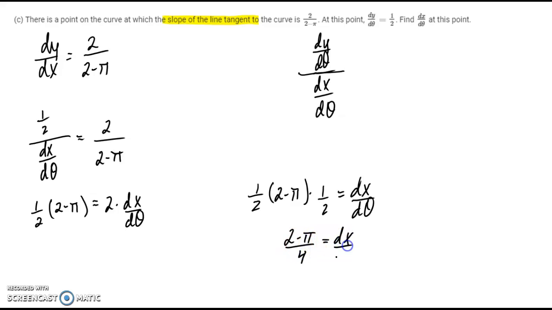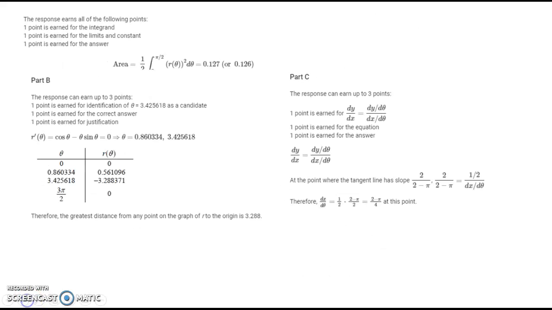And I know that this is a calculator problem, but I would say leave it as its exact value. Okay, so you're allowed to use the calculator throughout the problem. And I do have the scoring options: 1 point for knowing dy dx is dy d theta divided by dx d theta, 1 point earned for the equation, and 1 point earned for the answer. So notice this answer is exact. So I would say keep that as such.